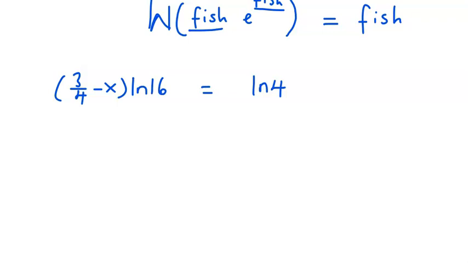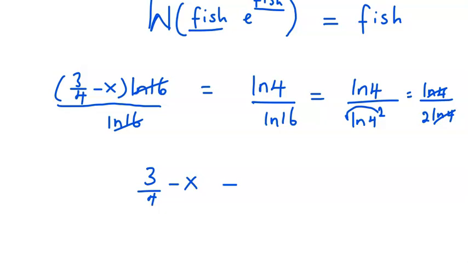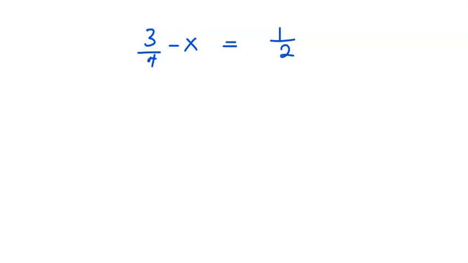Now let us divide both sides by the ln of 16. So this will cancel this. From this right hand side we can still manipulate that as ln of 4 divided by ln of 4 squared. This power coming down here, so we get ln of 4 divided by 2 times the ln of 4. So this and this cancel, and we only have now 3 over 4 minus x is equal to 1 over 2. I think we're almost done, right?